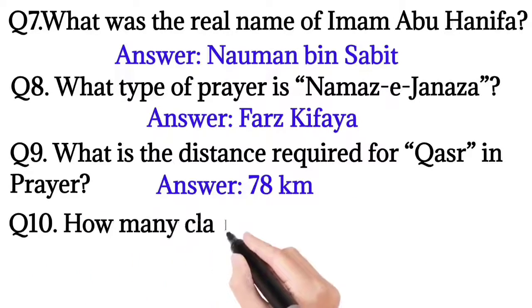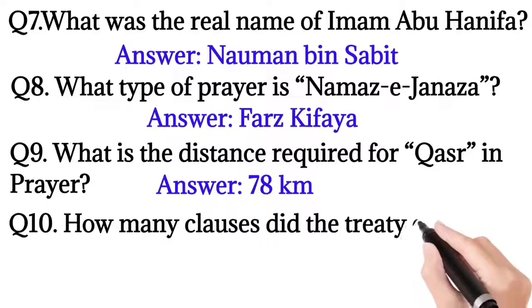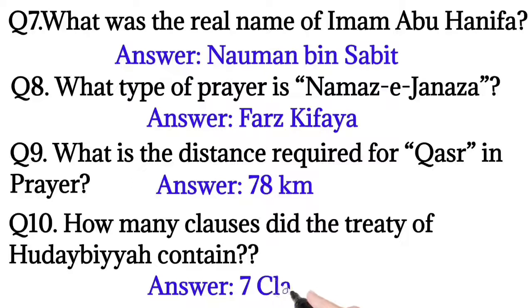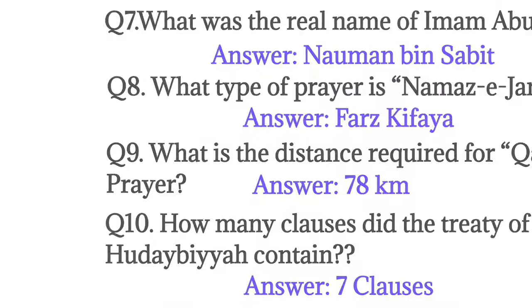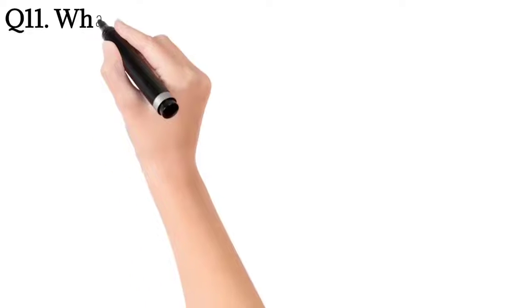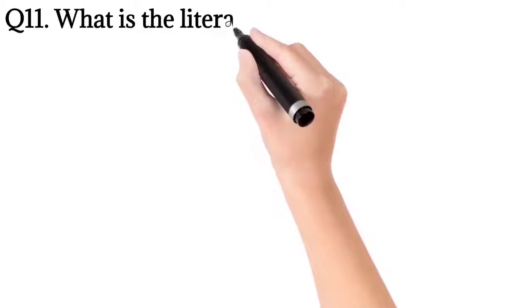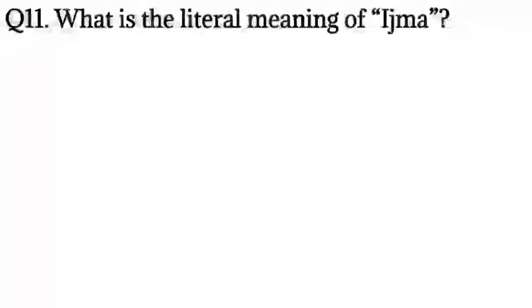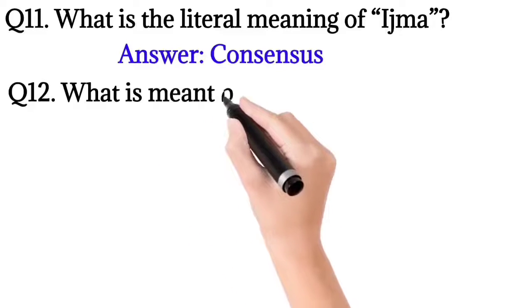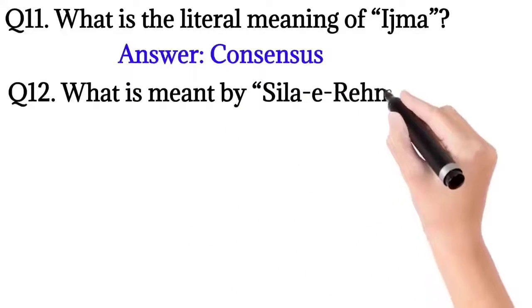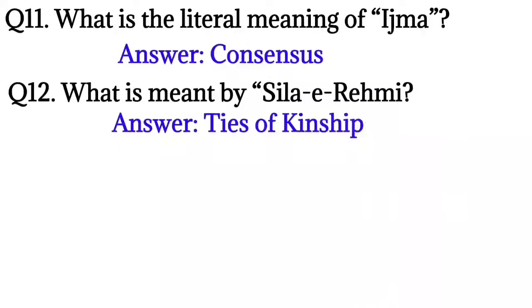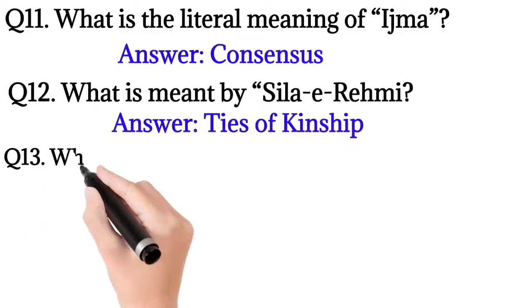Question number 10. How many clauses did the Treaty of Hudaybiyah contain? So the answer is 7 clauses. Question number 11. What is the literal meaning of Ijma? So the answer is consensus. Question number 12. What is meant by Sila Rahmiyah? So the answer is ties of kinship.